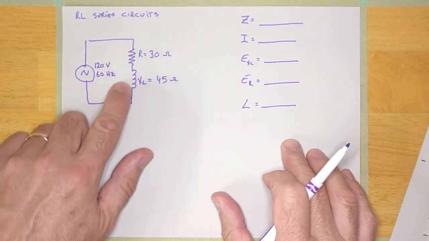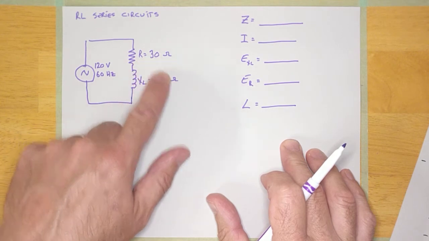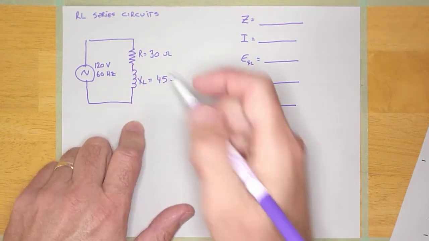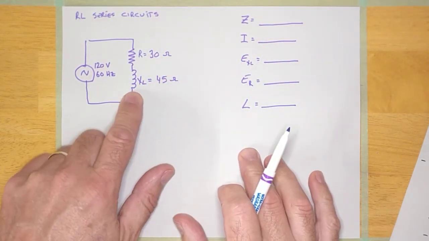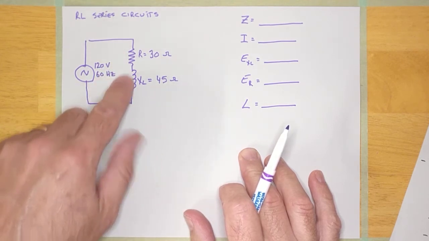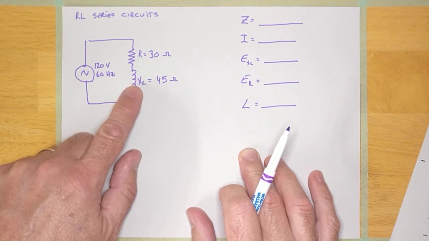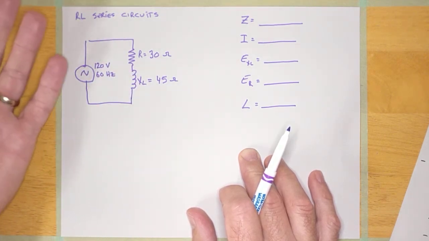Now, I've drawn these two components as two separate components. The resistance is 30 ohms and the inductive reactance is 45 ohms. But this is very likely just one component. It's a coil, and a coil has inductive reactance and it also has resistance. So even though you see it as two separate components here, it's probably just a coil. But we can draw it as two separate components because it behaves like two separate components.